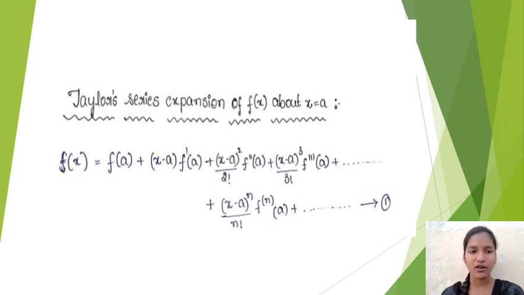Here is the formula of the Taylor series: f(x) = f(a) + (x − a) f'(a) + (x − a)²/2! f''(a) + (x − a)³/3! f'''(a) and so on, plus (x − a)^n/n! f^(n)(a) plus and so on. Let us consider this as equation 1.